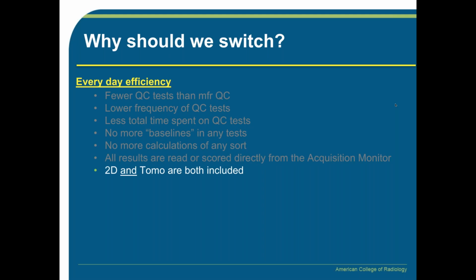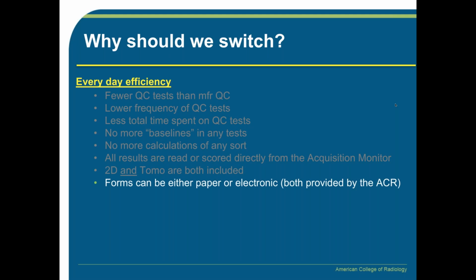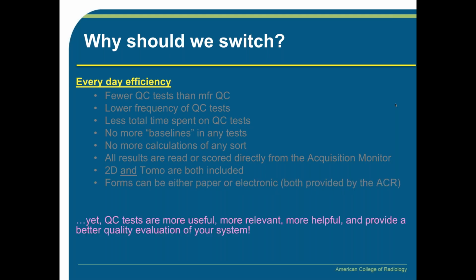2D and TOMO are both included in this manual now. And forms can be either paper or electronic. The ACR provides both of these on their websites, so you can download and either print them, or use them in an electronic way. We don't totally want to abandon paper because there's still some thought that it is even more beneficial than electronic, because of how complex it can be to maintain electronic records. But the ACR offers both paper and electronic forms.